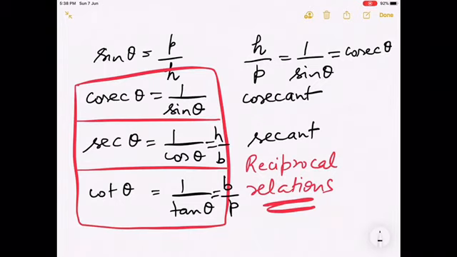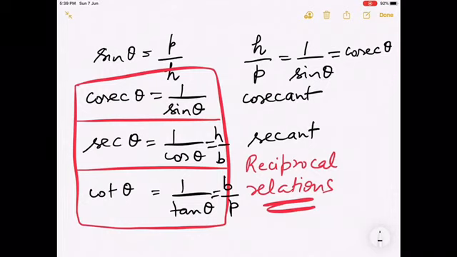So three trigonometric ratios, and then their three reciprocals. So in total we got 6 trigonometric ratios, which you need to remember now. There may be very easy questions based on these 6 trigonometric ratios using the above formulae.